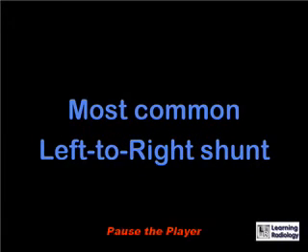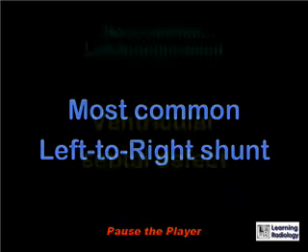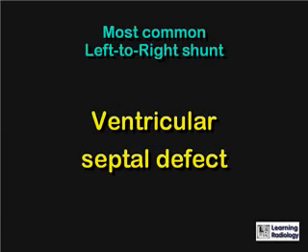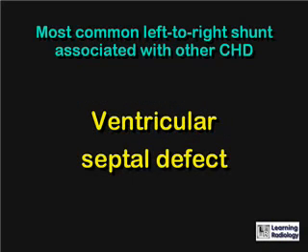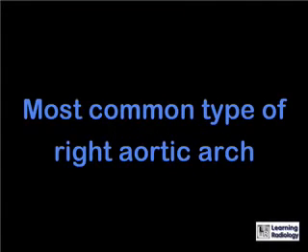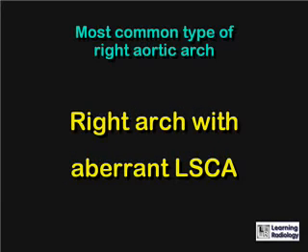What is the most common left-to-right shunt? A ventricular septal defect. What is the most common left-to-right shunt associated with other forms of congenital heart disease? A ventricular septal defect. What is the most common type of right aortic arch? A right aortic arch with an aberrant left subclavian artery.